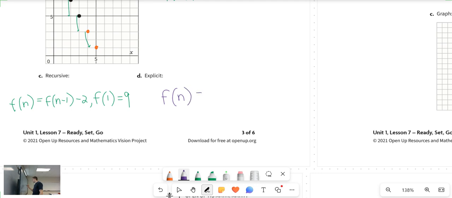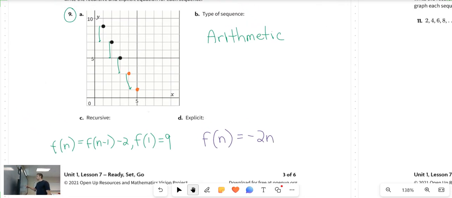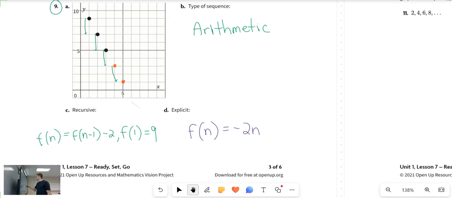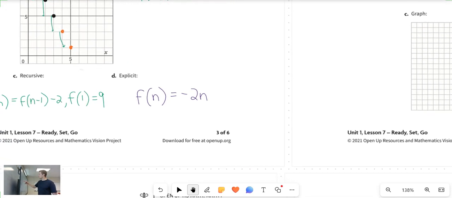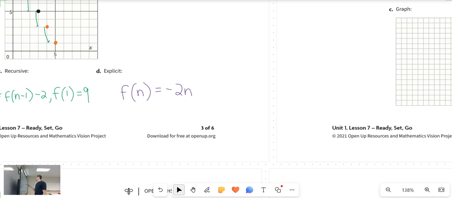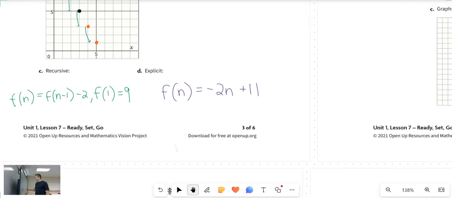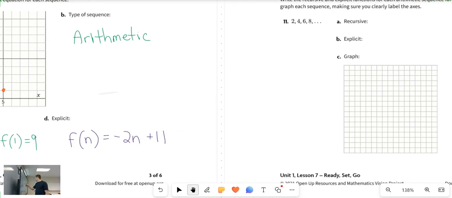F of n equals, well, we're always taking off 2, so it's going to be negative 2, because that's like our slope. So negative 2 n. And then what are we starting at? Well, if we go up here, it looks like we need the first number. If we plug in a 1, we need to get 9. So this would be negative 2, so it actually has to be that we start even higher. We must start at 11. So plus 11. All right, there we go. That is done with number 9, I think it was? Yep, number 9 is all set.